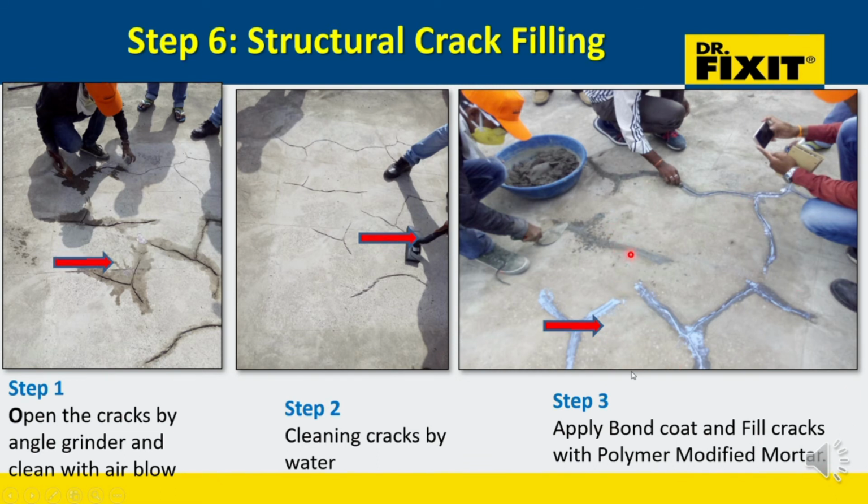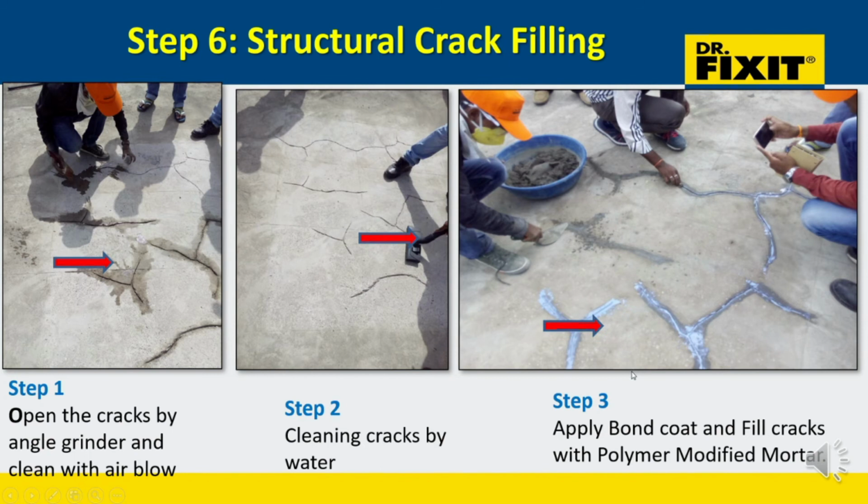Cracks which are more than 10 mm, we should use URP. A crack which is up to 5 mm, you can use Crack-X paste. Cracks up to 10 mm, we can use Crack-X shrink free. So these are the products which we can use for crack filling.